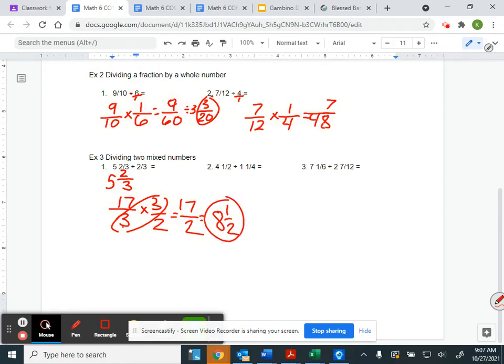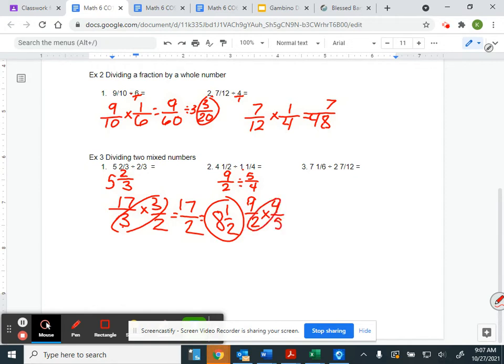Here, 4 halves would become 2 times 4 is 8, plus 1 is 9. I'm going to keep it dividing right now while I figure out what my improper fraction is. 4 times 1 is 4, plus 1 is 5. So that's 9 halves divided by 5/4. Now I'm going to do my second step of flipping it. So 9 halves stays the same. Dividing becomes multiplying. 5/4 becomes 4/5.